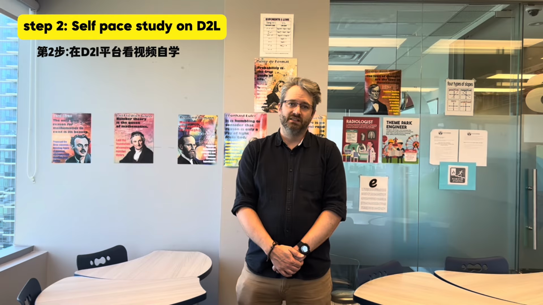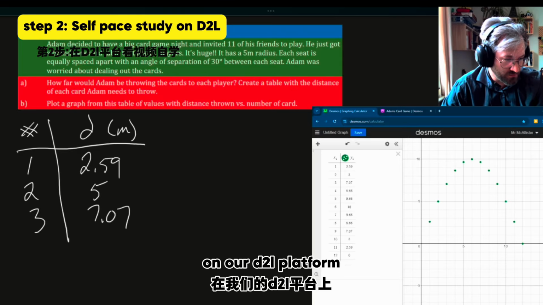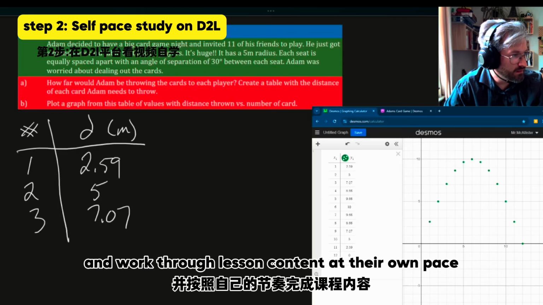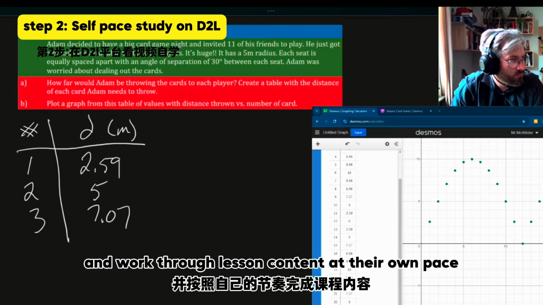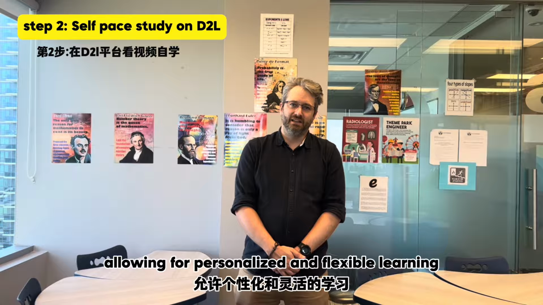Step 2, self-paced study on D2L. On our D2L platform, students can access course materials and work through lesson content at their own pace, allowing for personalized and flexible learning.